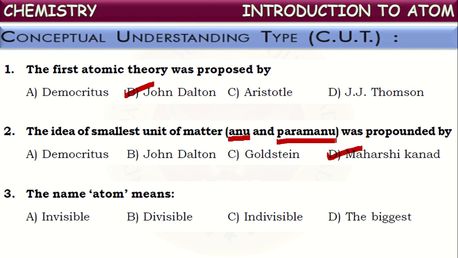Next one. The name atom means. The word atom is derived from one of the Greek words atomio, which means indivisible. At the starting, they considered these atoms are the smallest particles which are indivisible further. They named those particles as atoms. So the meaning of this word atom is indivisible. Okay, they considered these particles are indivisible, so they named those as atoms.